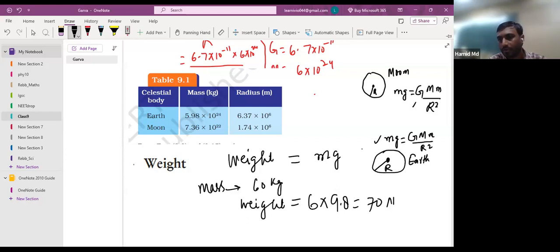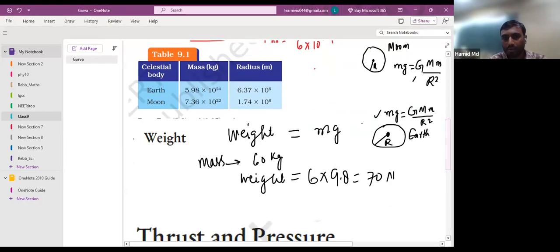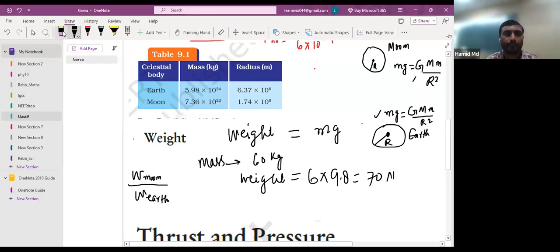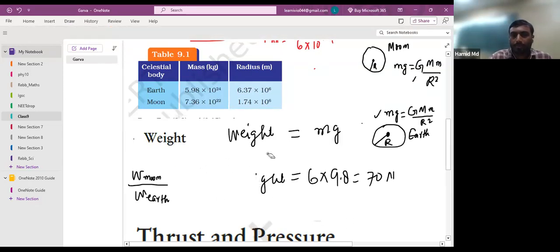I'm framing the question. The question is, can you calculate the ratio of weight at moon divided by weight at earth? Can you calculate this? If we want to calculate this, what do we have to do? We have to use the same relation.